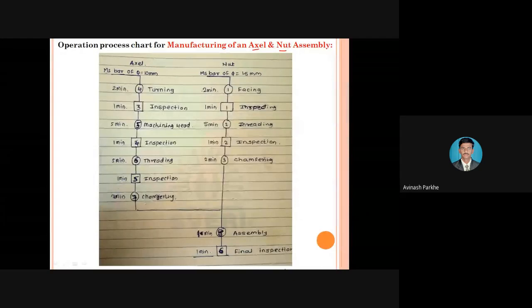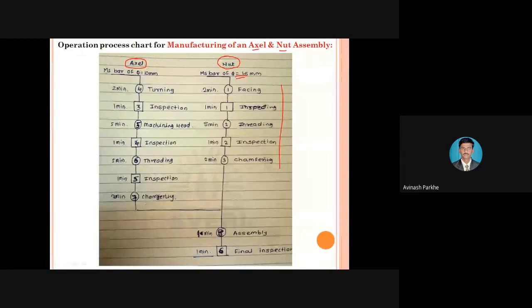But what is our requirement? Here at the left side, the manufacturing process of the axle is represented. At the right side, the manufacturing process of the nut is represented. So first of all, I will start with the manufacturing of the nut. This is the vertical operation process, which represents the manufacturing operations and the inspections carried out during the nut manufacturing. So initially you will get the raw material having diameter 15 mm. It is represented. Initially whatever raw material is given, it is 15 mm.